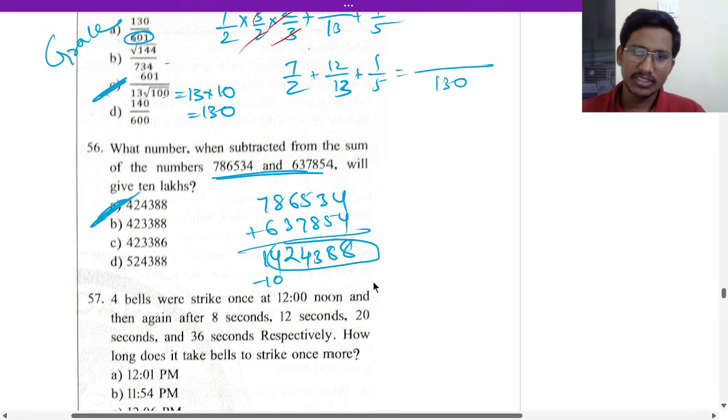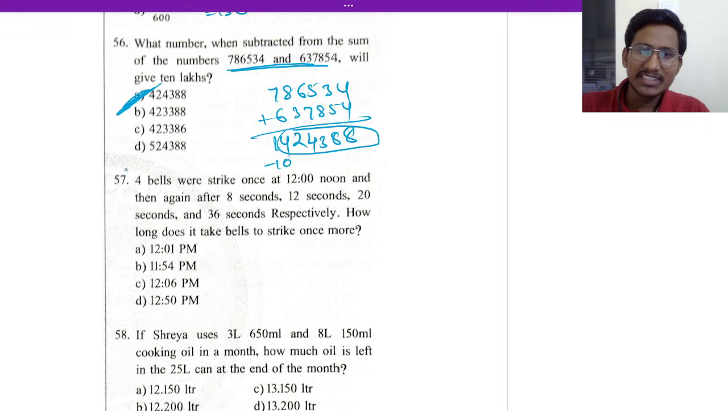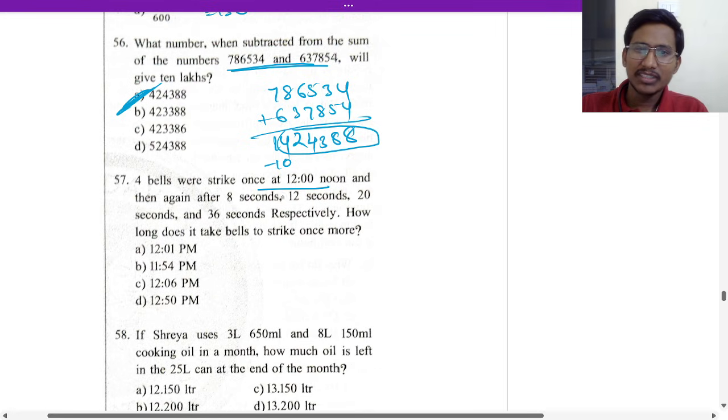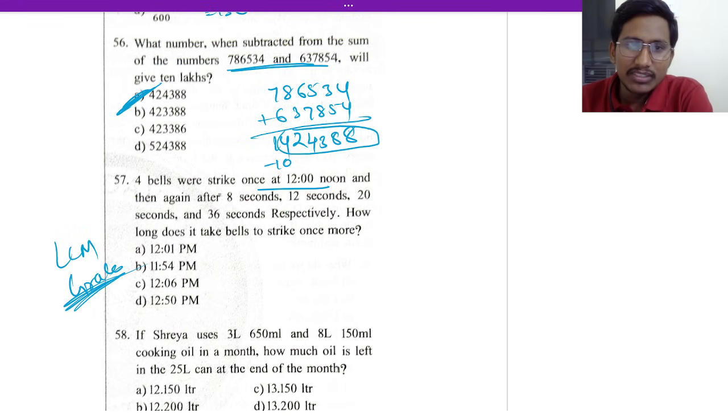Okay, so next 57. 4 bells ring, striking once at 12 noon. So this is also LCM, it is also grace. So you can take it as grace. That should not be happening, but fine. So 4 bells were struck once at 12 noon. So Sainik students, do it.